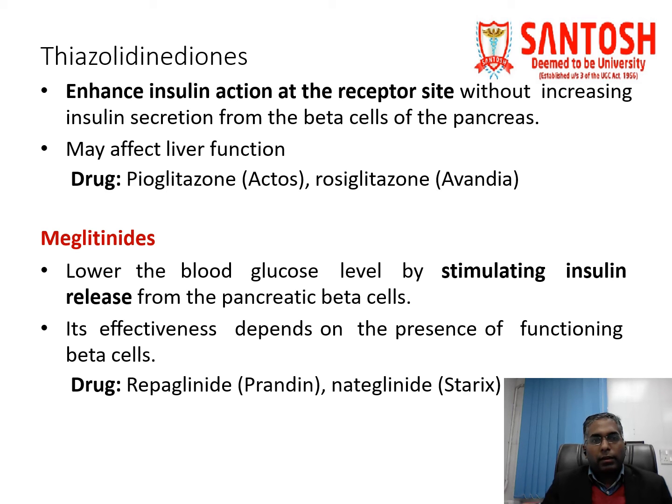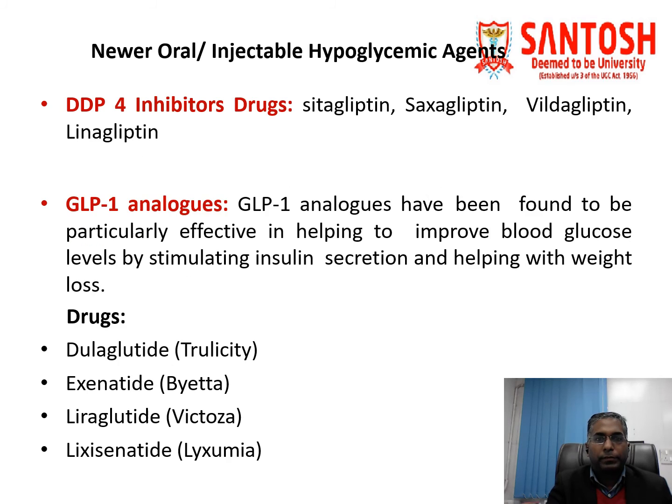Next drugs are meglitinides. They lower the blood glucose level by stimulating insulin release from the pancreatic beta cell. So these are also milder insulin secretagogues as compared to sulfonylurea. Their effectiveness depends on the presence of functioning beta cells. The drugs are repaglinide and nateglinide.